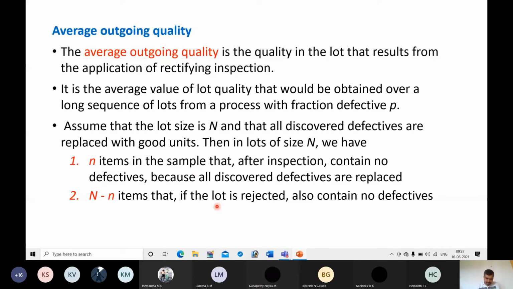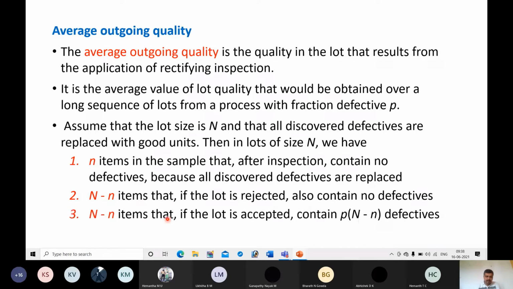That means if you reject a lot, it will be subjected to 100% inspection, so there will be no defectives. If the lot is rejected, the N minus n items also contain no defectives, since the lot will be subjected to 100% inspection and we replace defectives with good ones. Next, N minus n items, if the lot is accepted, contain p times (N minus n) defectives. Here N is the lot size and small n is the sample size.